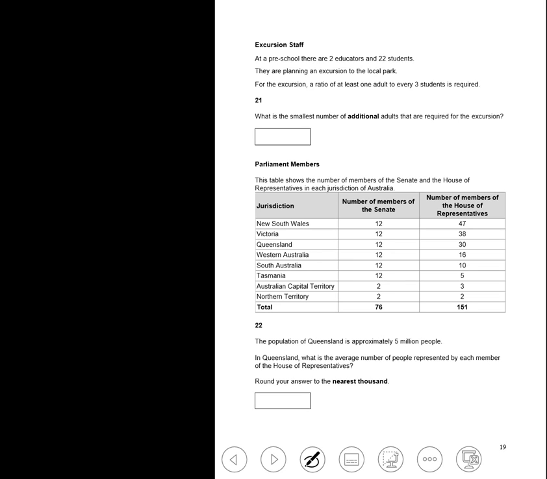Okay, at preschool there's 2 educators and 22 students, and you need an adult for every 3 students. So it's 1 to 3 is the ratio. That's how we do a ratio. 1:3 is what we need. So at the moment we've got 2 to 22, but we need to know what's the smallest number of additional adults that are required for the excursion.